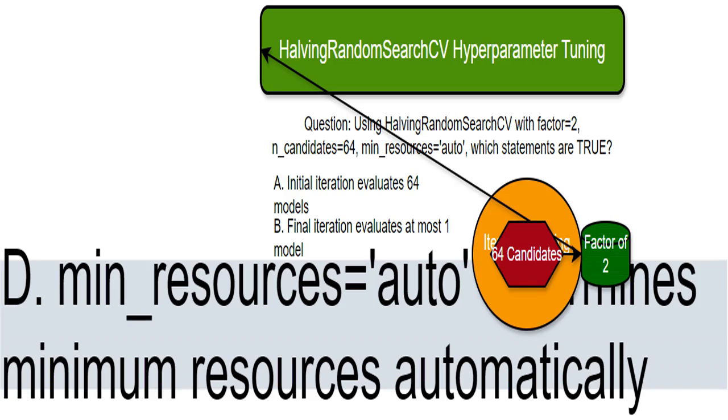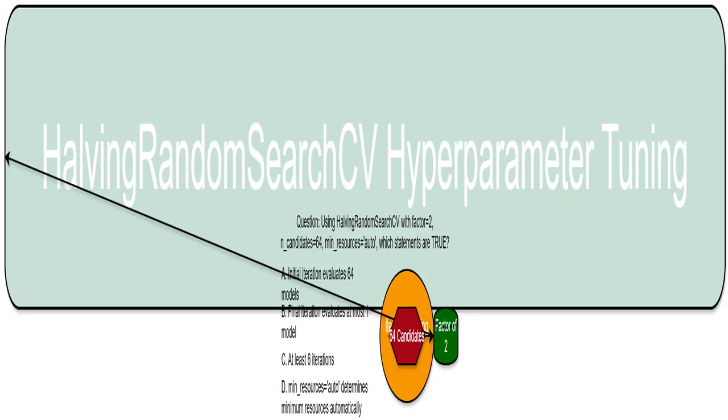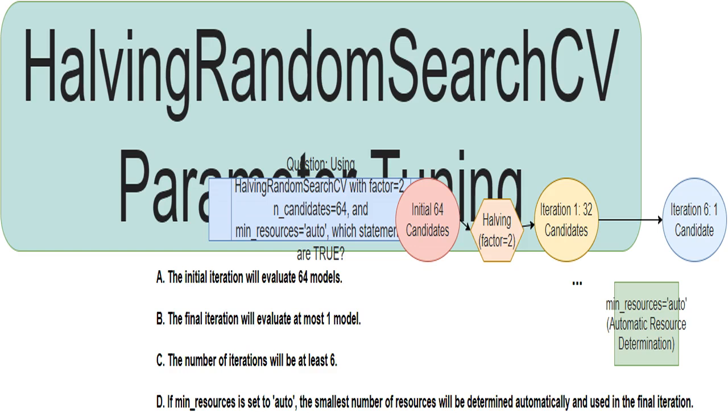With min_resources set to auto, the algorithm cleverly determines the minimal resources needed, like data points, for the final, most refined model evaluation. This helps optimize the process and prevent overfitting. Here's where our search begins. The algorithm starts by evaluating all 64 candidate models in the first iteration. This refers to the machine learning technique used in the quiz.